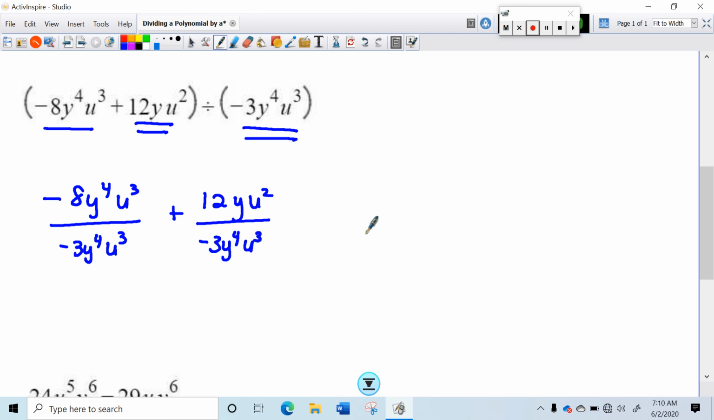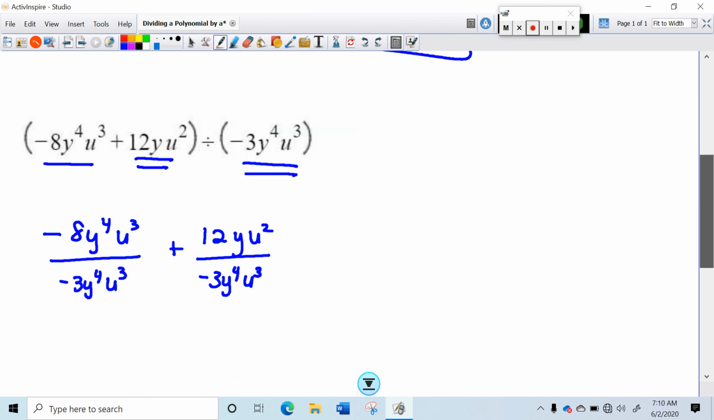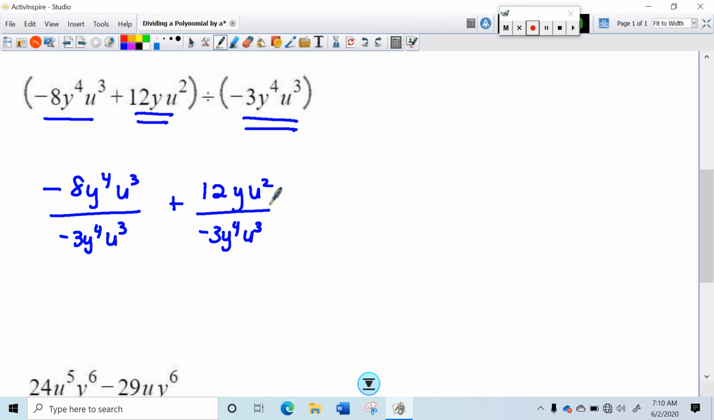So you can skip that step if you can visually remember to do it like that, or you can do it like I did this first one. Totally up to you. It ends up getting the same answer. So in the first fraction, the negative on the top cancels with the negative on the bottom, so it's going to be positive. Just looking at the number part, 8 over 3 does not simplify, so leave it 8 over 3. Okay, for my y's, I have 4 on the top and 4 on the bottom.